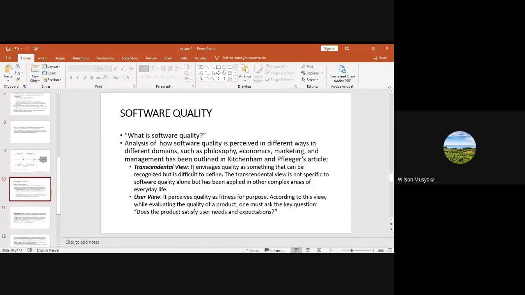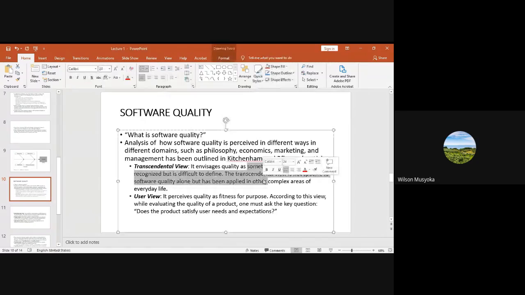And when we are looking at the transcendental view of quality, it means that quality is something that can be recognized, but it is difficult to define. That is what is meant by transcendental view. It is something that you need, it helps you, it is of great value, but you cannot explain it.